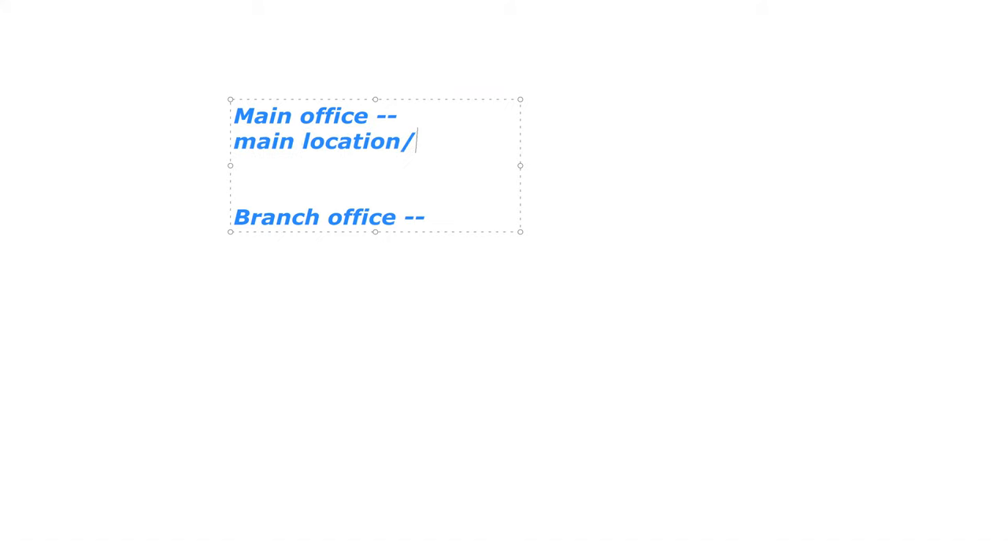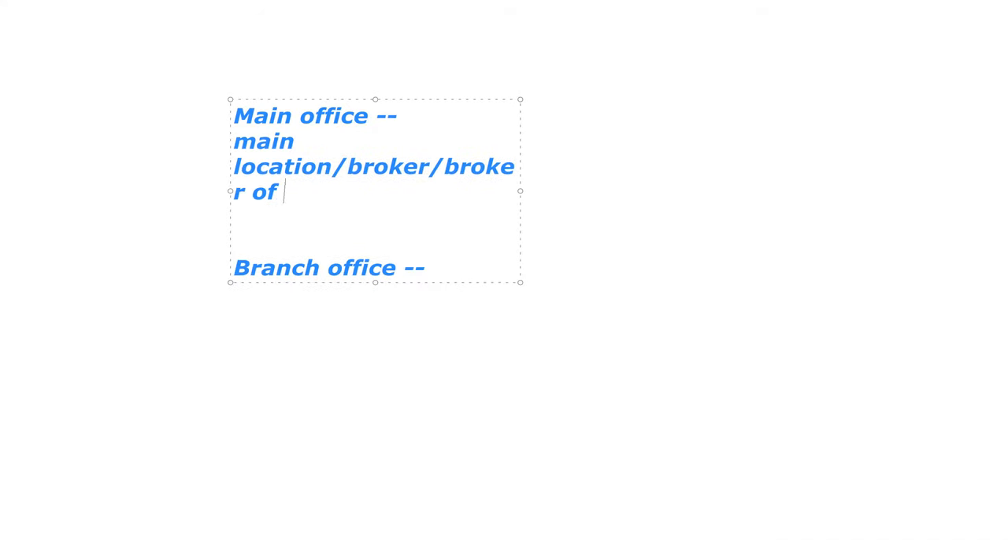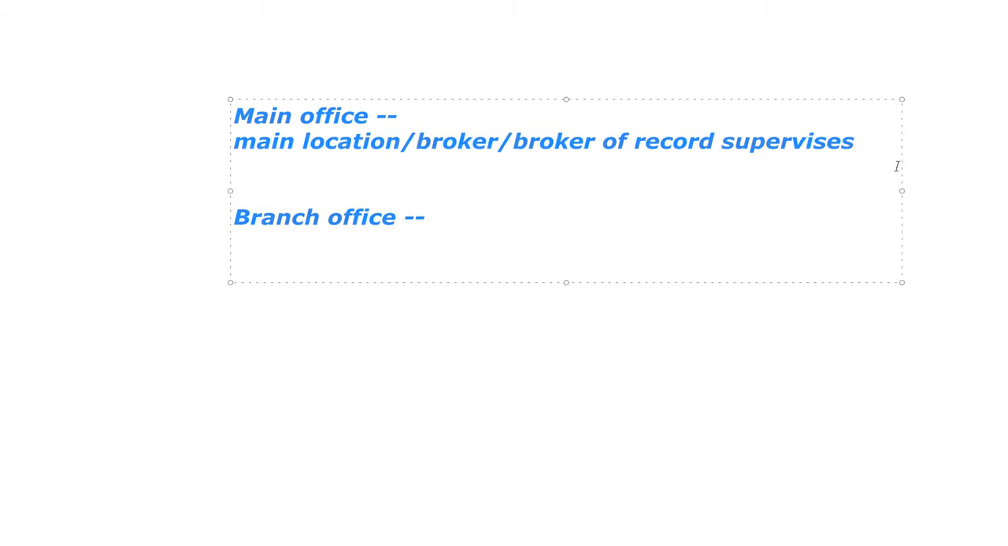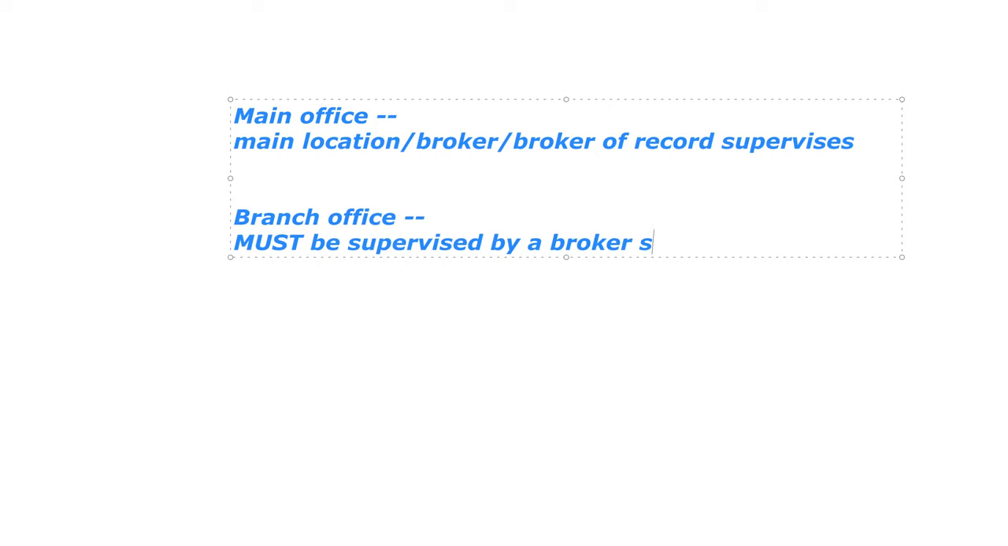So, the next thing we have to talk about in New Jersey is the main office and branch offices. The main office is the main location and it's where the broker or broker of record supervises. So that is where the broker of record sits. Any branch office must be supervised by a broker salesperson. They will ask you questions where they say, "Oh, can they be supervised by a salesperson?" No, it has to be a broker salesperson. A broker salesperson is the only one that can supervise that.